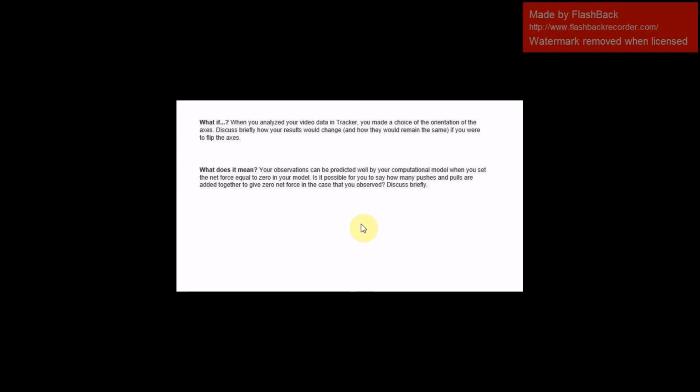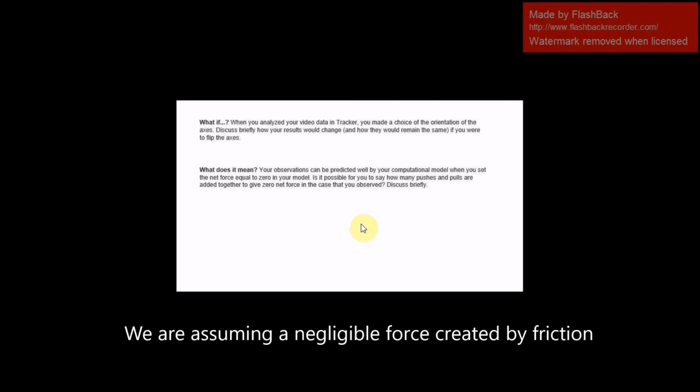The last question asks, is it possible to determine the types of forces and how many forces are occurring? The answer is no. Just from observation, it's not possible to determine how many pushes or pulls, or types of pushes and pulls that are acting on the system to produce a zero net force. We're not able to identify the individual forces. Instead, all we know is that since there is a constant velocity, the net force must be zero, according to Newton's second law.